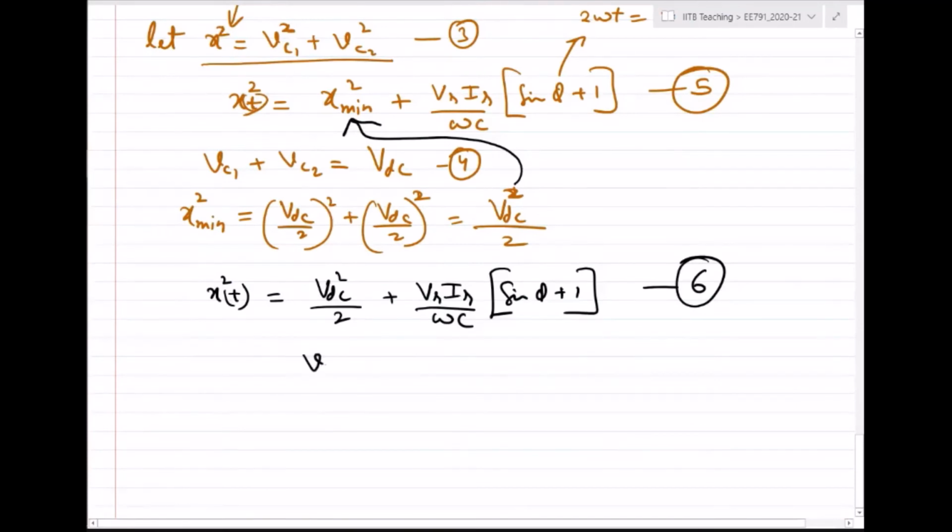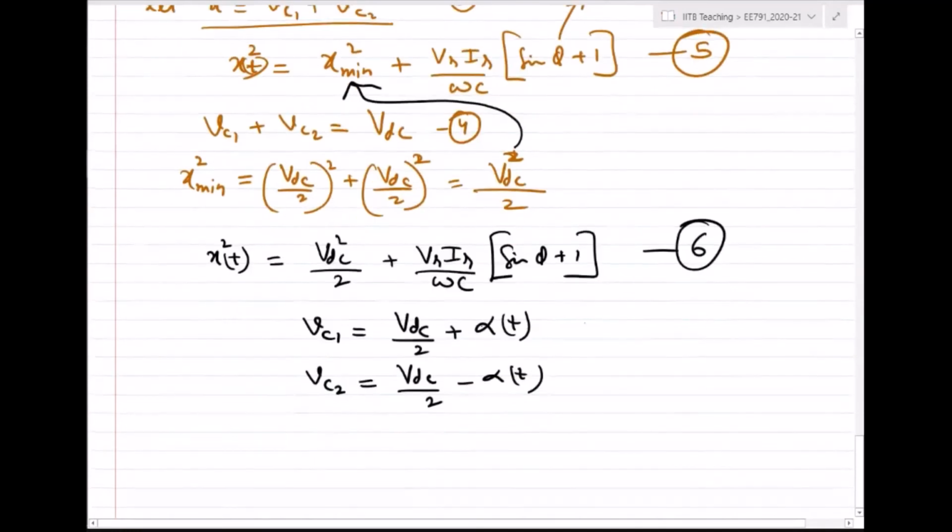So let's say VC1 is VDC by 2 plus alpha of t, where I'm defining alpha as a new function, and VC2 is VDC by 2 minus alpha of t. So this satisfies equation number 4, that the sum of both capacitor voltages must be equal to VDC.